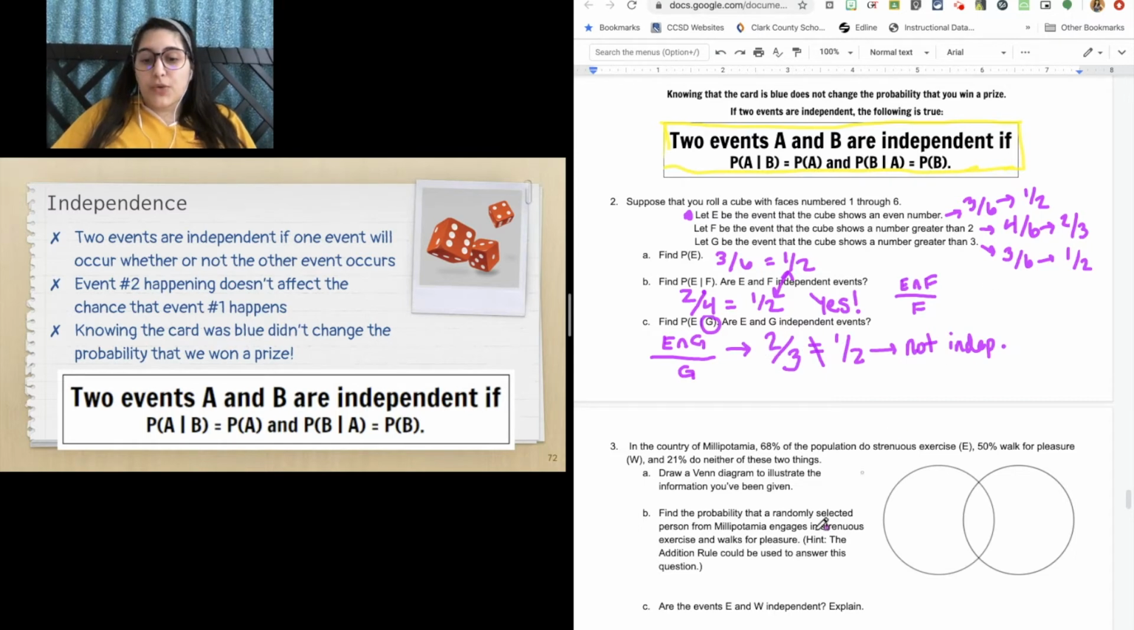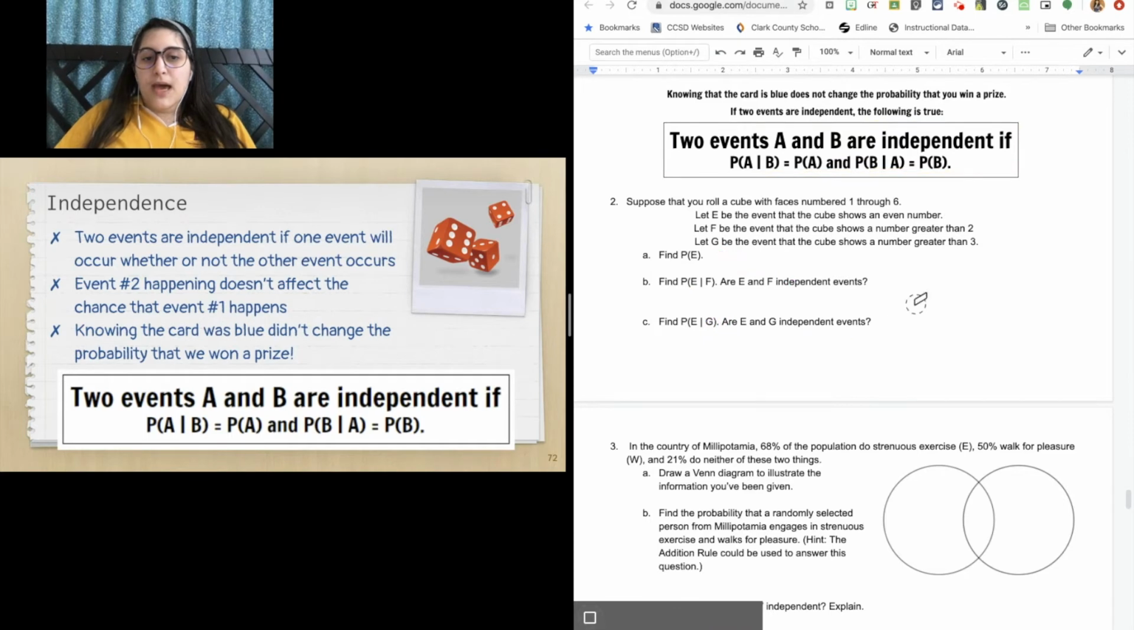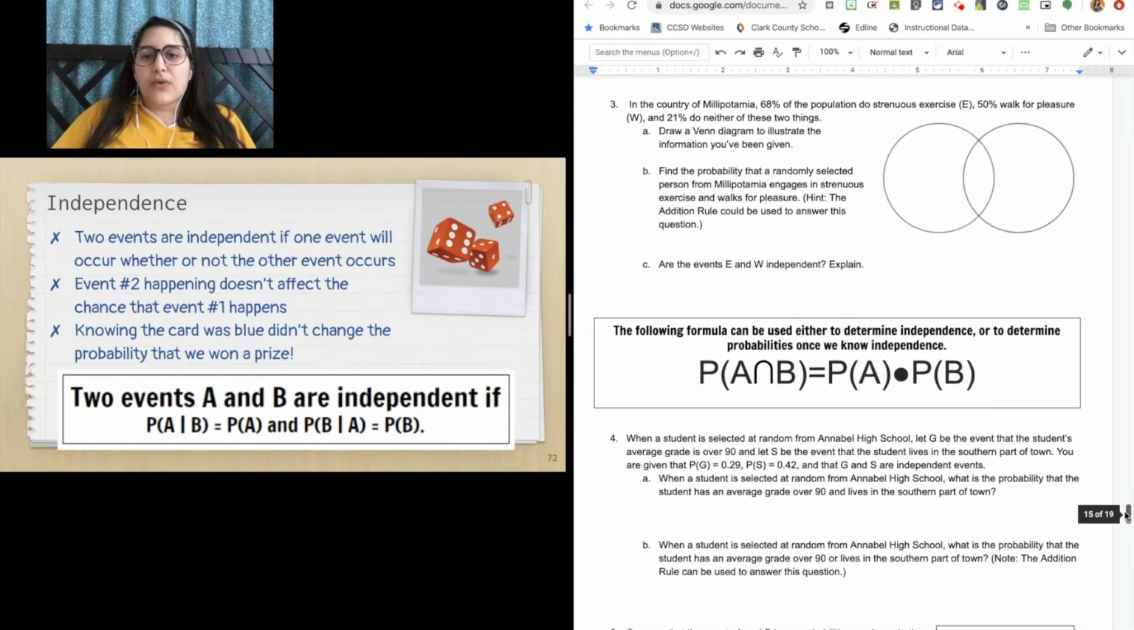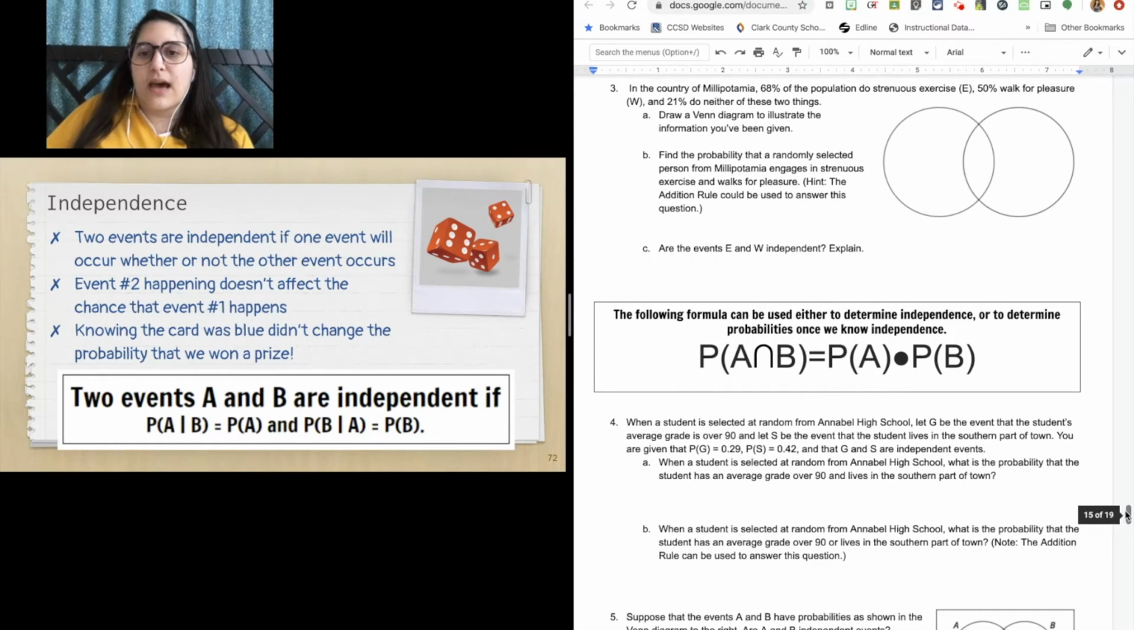Okay, so let me clear my screen here because we're going to try a couple of these with some Venn diagrams, actually. We're going to look into this idea of the multiplication rule, and I'm going to show you how to use that, because the definition of independence can be kind of tricky to figure out. But there's another way that you can figure out if two events are independent, and that's called the multiplication rule.